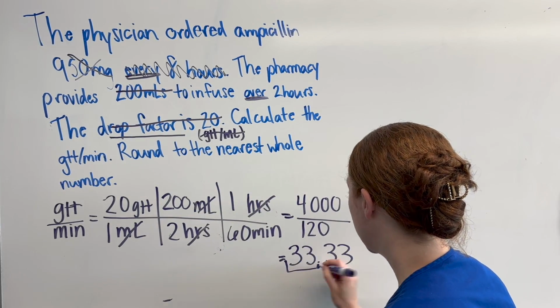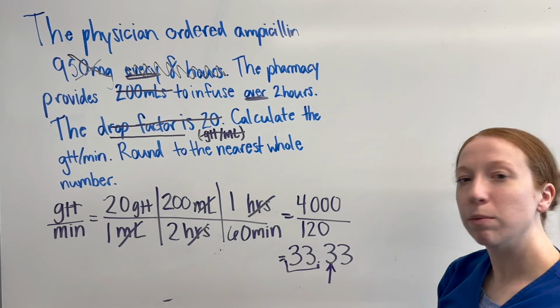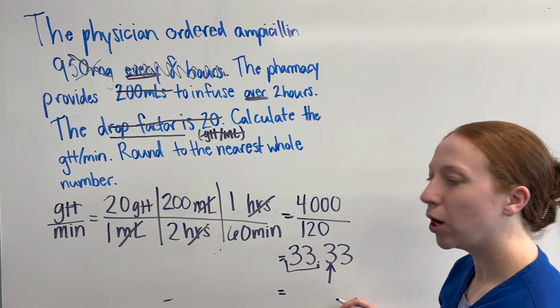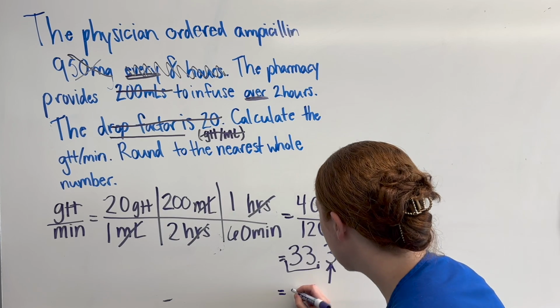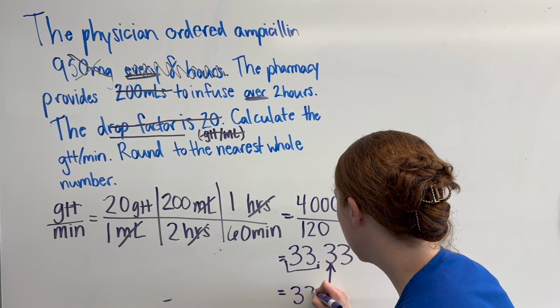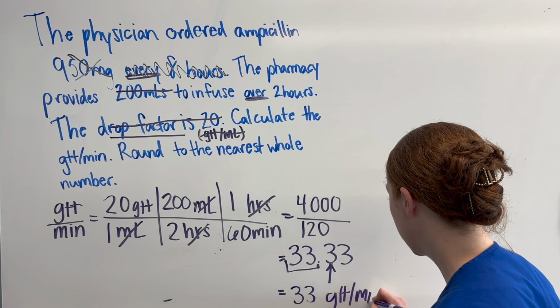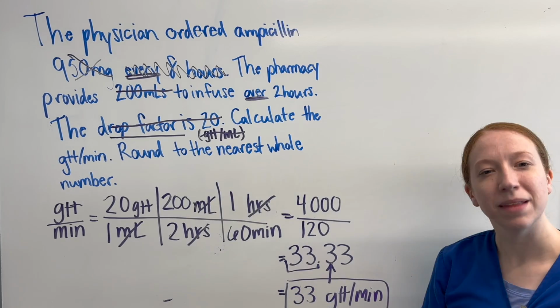So this is where I want my number to stop. I'm gonna look at the next door neighbor to figure out whether to round up or down. Since it is 4 or below, it's going to stay the same. 4 or below, let it go. So my final answer is 33 drops per minute. And that's how we do it.